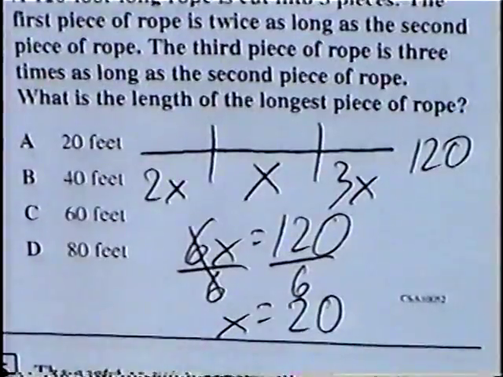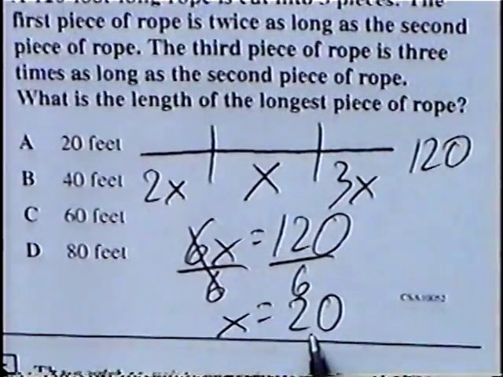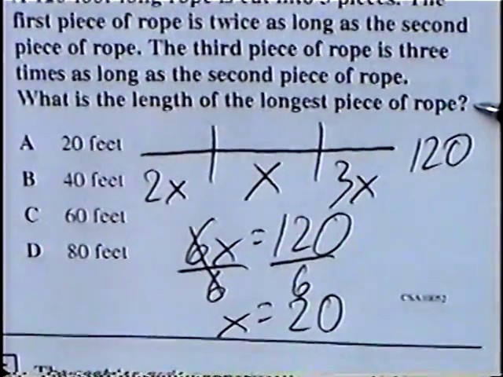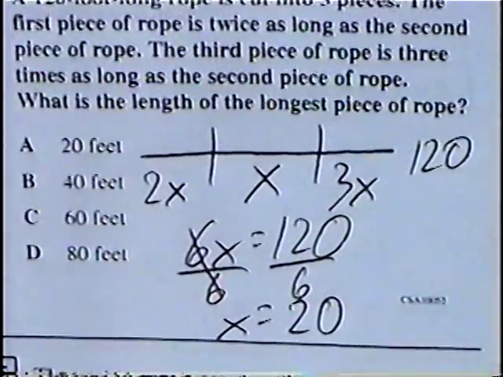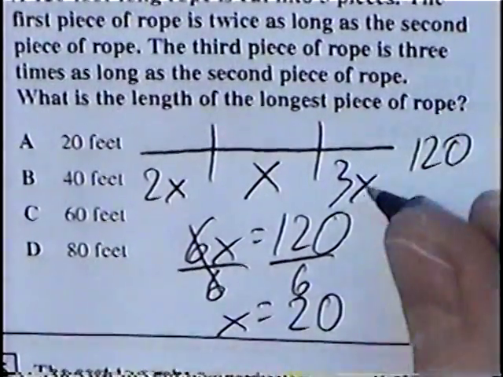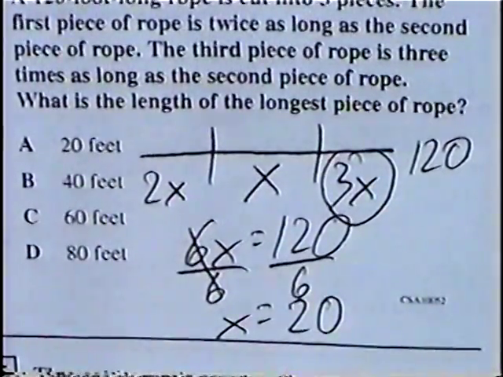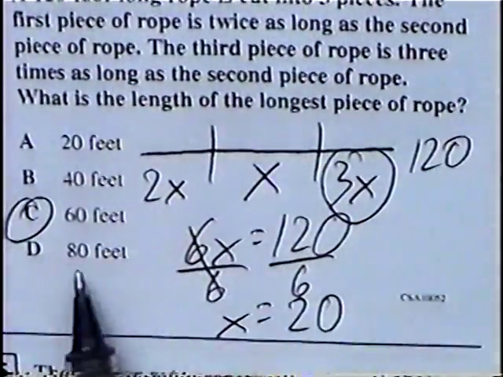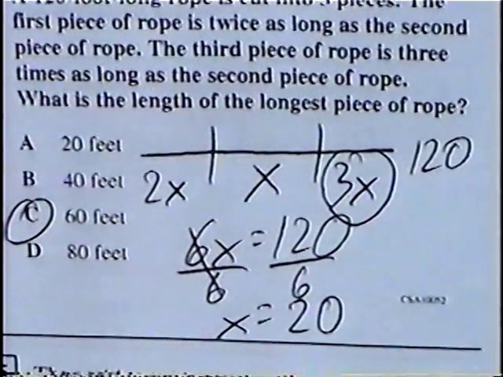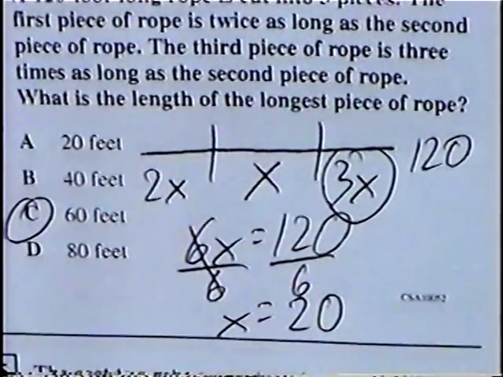20 is not the correct answer though. 20 is the answer for x. The question states, what's the length of the longest piece of rope? The longest piece of rope that we had was 3x, or 3 times 20. So the correct answer in this case would be C, 3 times 20, 60 feet for the longest piece of rope.